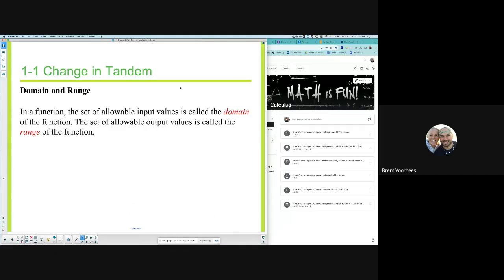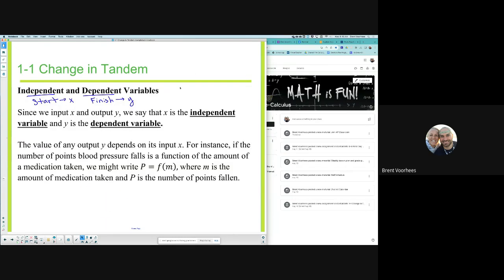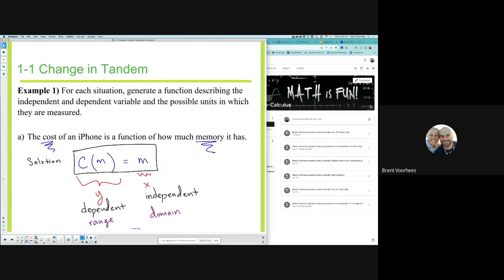Do you remember when we talked about functions? Nope. On your packets, you have them. What are we talking about? Oh, the independent. That's right. Now, which one was independent?